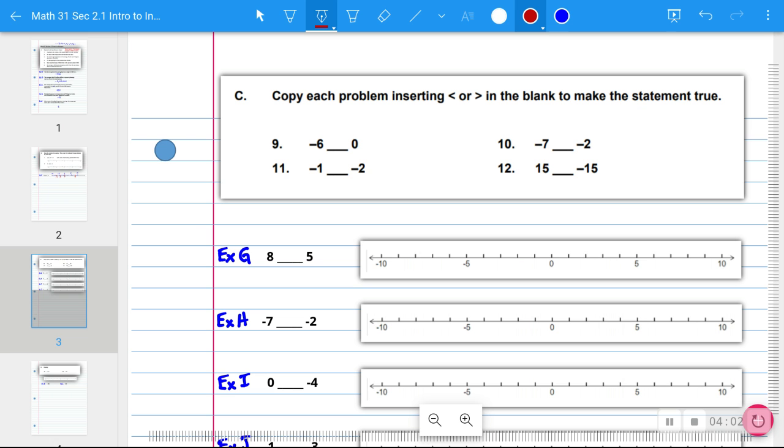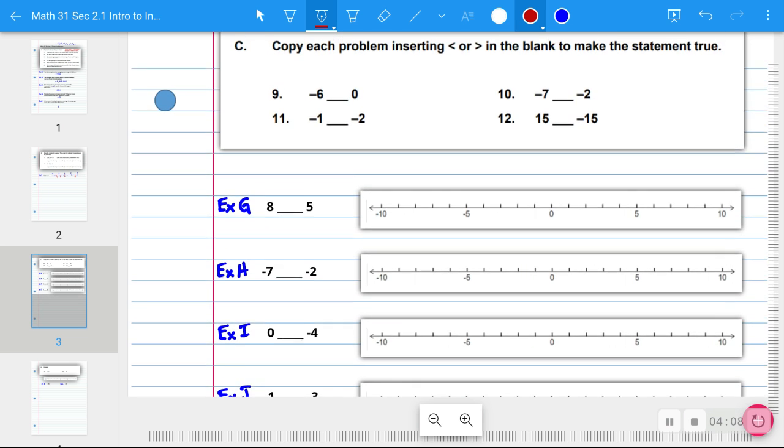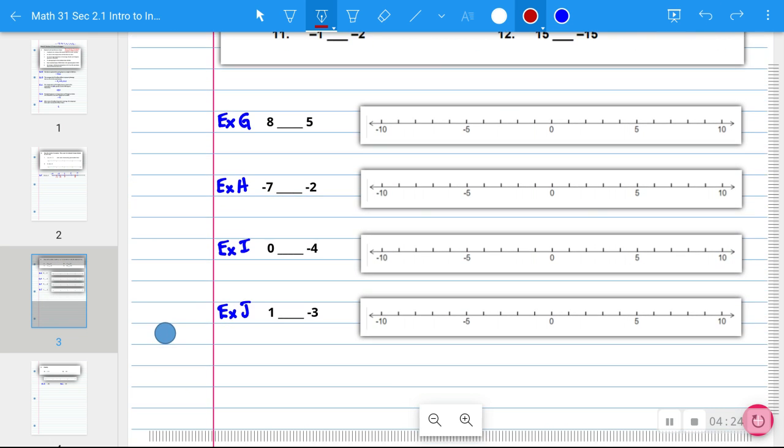Okay, on examples G and forward here, we're supposed to decide which of the integers are bigger or smaller using a less than or greater than sign. And the way this works is that little sign always points towards the smaller. Some people say it the other way. They say the alligator mouth points towards the bigger one. It gets a little confusing with integers, which one's bigger and smaller.